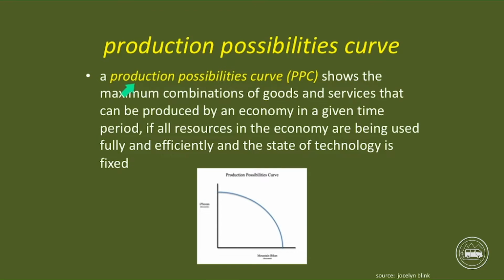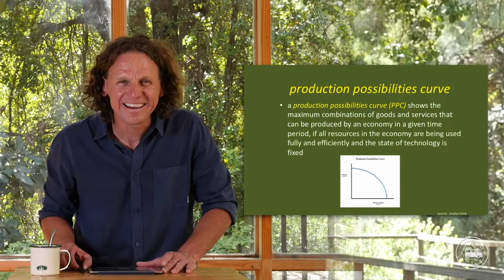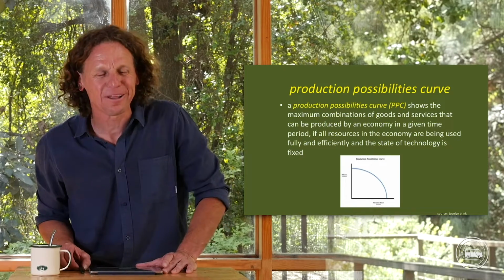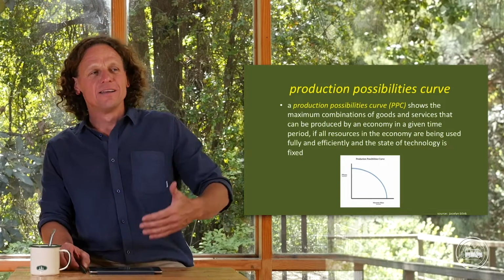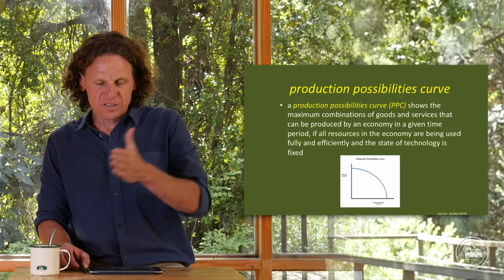The production possibilities curve, or the PPC, shows the maximum combinations of goods and services that can be produced by an economy in a given time period if all resources in the economy are being used fully and efficiently and the state of technology is fixed. Okay, you got that? That is a classic econ example of all of these assumptions that are made throughout it.